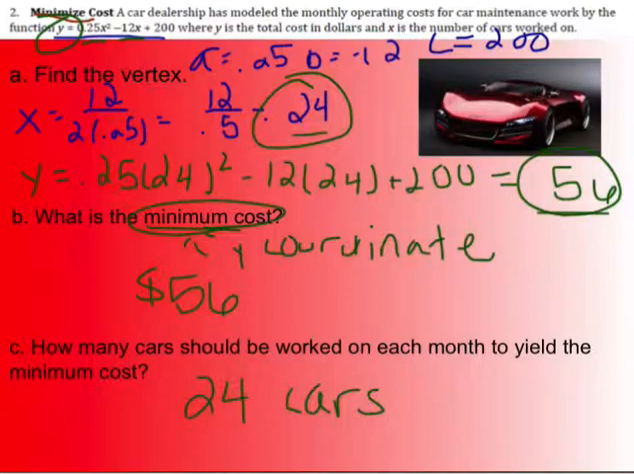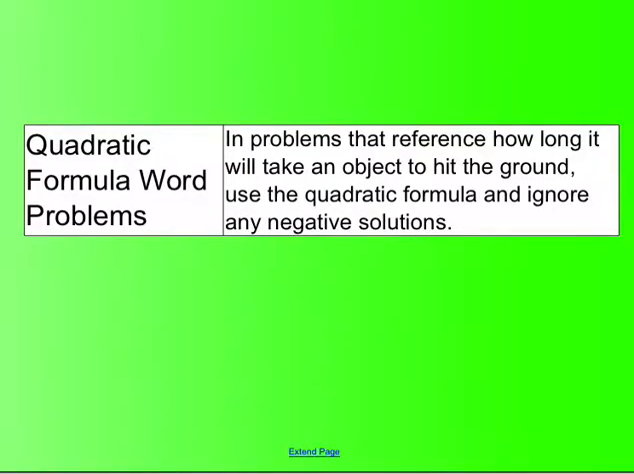So let's take a look at a couple more problems. In quadratic word problems that reference how long it takes an object to hit the ground, we use the quadratic formula and ignore any negative solutions. So whenever it says, when will it hit the ground? After how long will it hit the ground? Those always use the quadratic formula. Those are the keywords you need to look for. If we have a negative solution, no one's invented time travel yet, okay? Negative solutions don't make sense. We just throw those out.